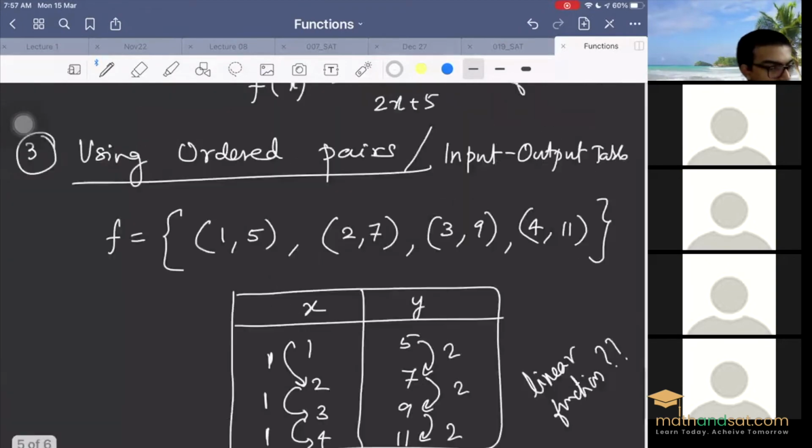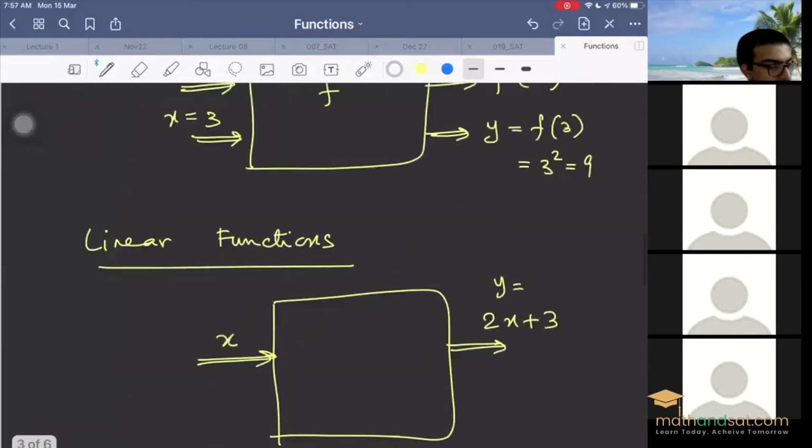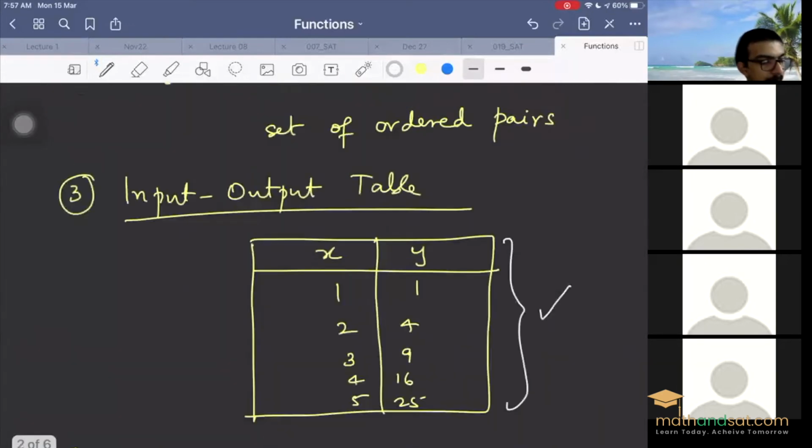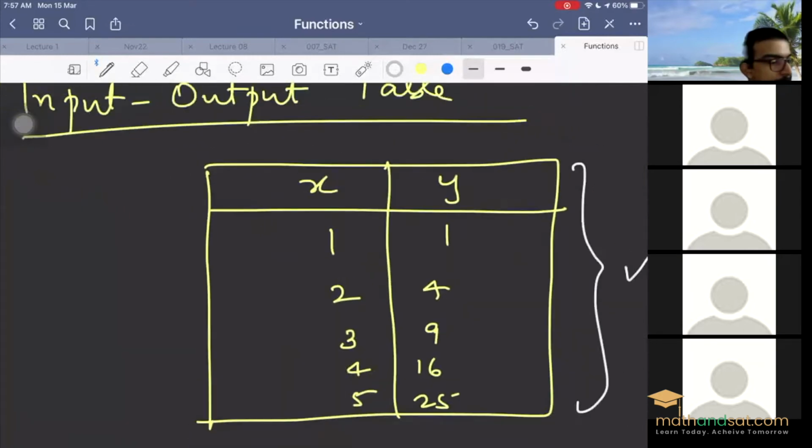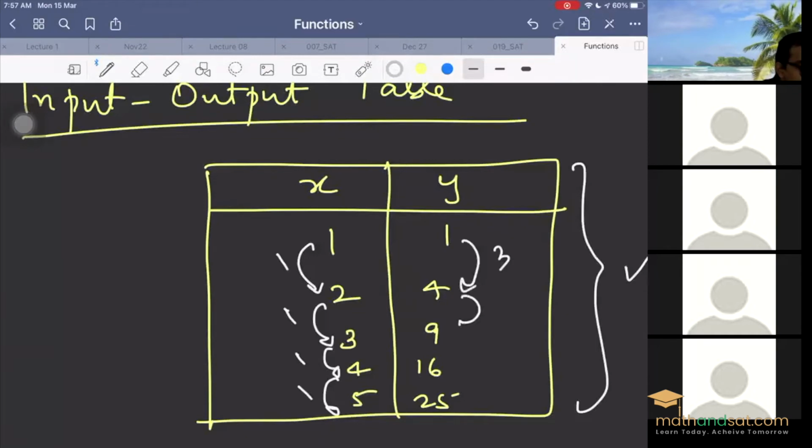But it was not the case in this function. Remember, if we had this function, what was the case? Please have a look and let me know. The changes in x are 1, 1, 1, 1, but the corresponding changes in y are 3, 5, 7, and 9. See this? For a constant change in x, the changes in y are not the same.